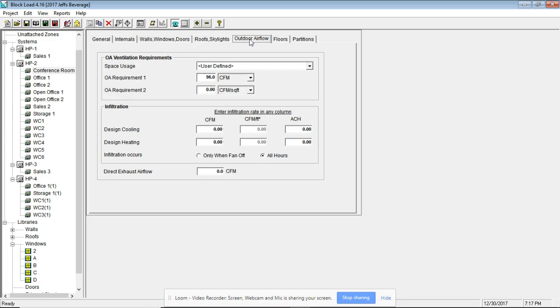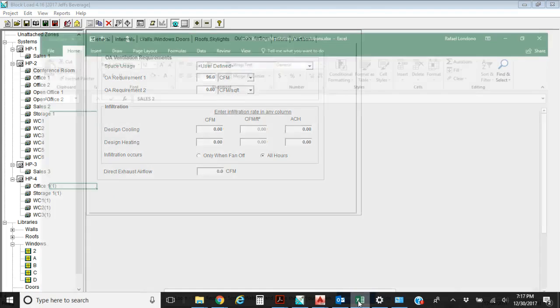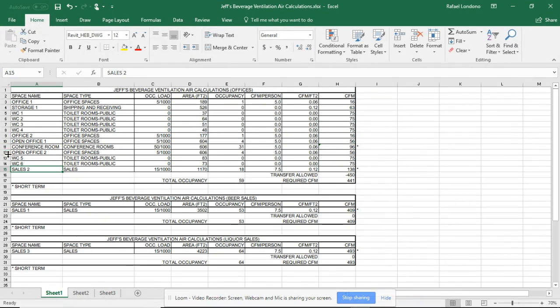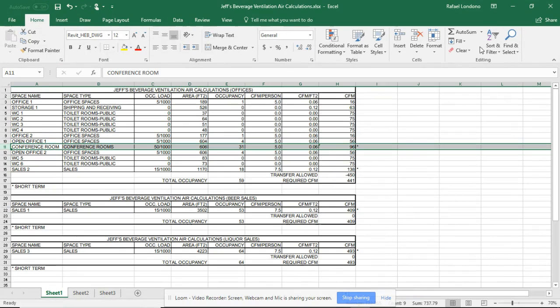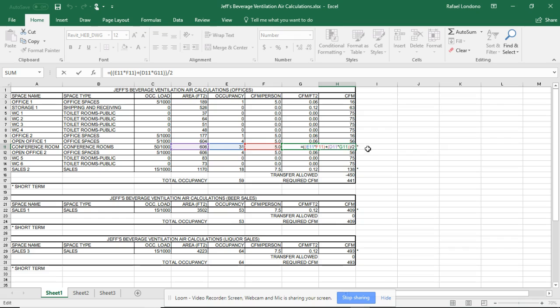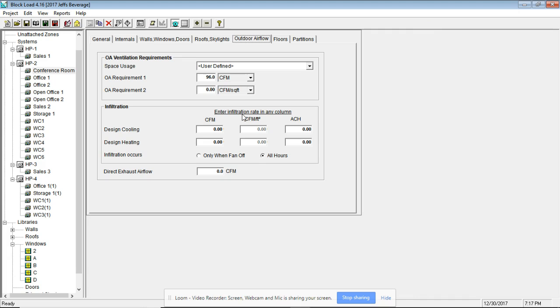Outdoor airflow. Let's go take a quick look here. Conference room, 96 CFM of outside air. And I made that half of what it should be because even if there's a conference there, it's a short-term occupancy. So it's only 96 instead of 192. I'm trying to cut down on the size of this air conditioning system just to meet the real world conditions.